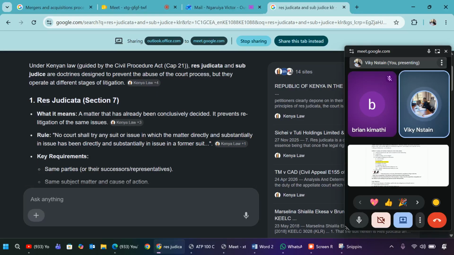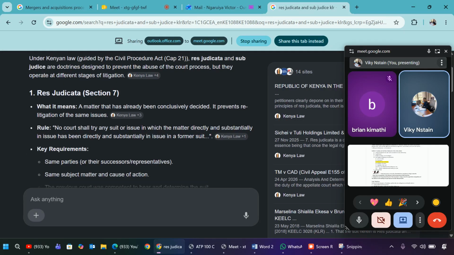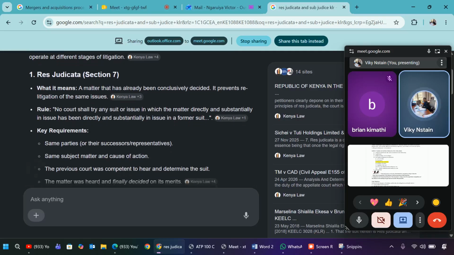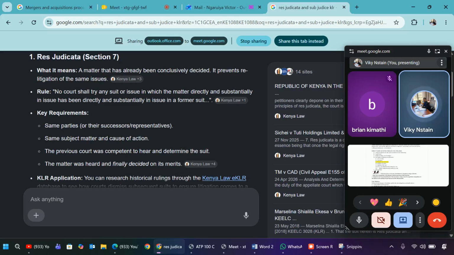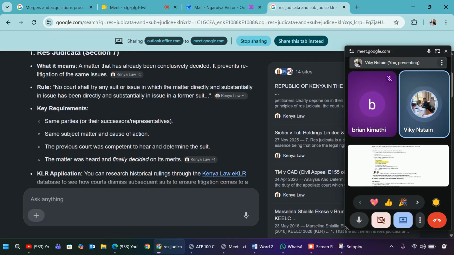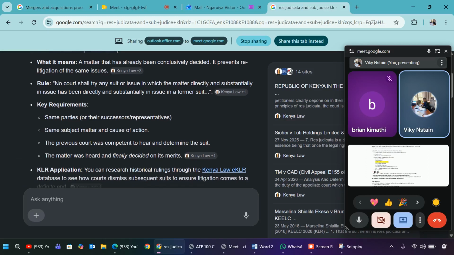Okay, and what it means is that a matter that has already been conclusively decided, it prevents relitigation of the same issues. So remember, there is a rule that no court shall try any suit or issue in which the matter directly and substantially in issue has been directly and substantially in issue in a former suit. So there are some key requirements that the examiner or the panel will expect the student to cite. It must be between the same parties or their successors or representatives. It should involve the same subject matter and cause of action, the previous court was competent to hear and determine the suit, and the matter was heard and finally decided on its merits.